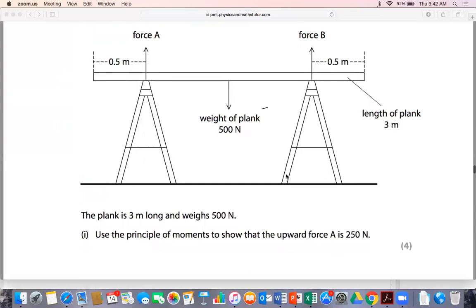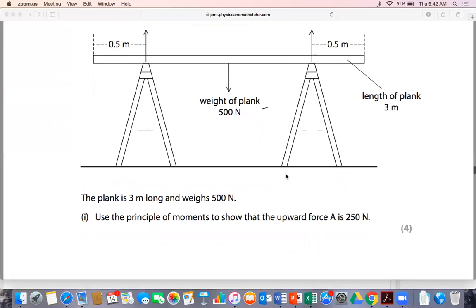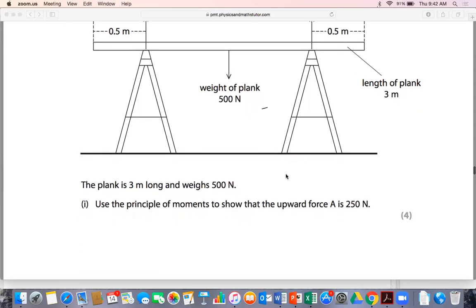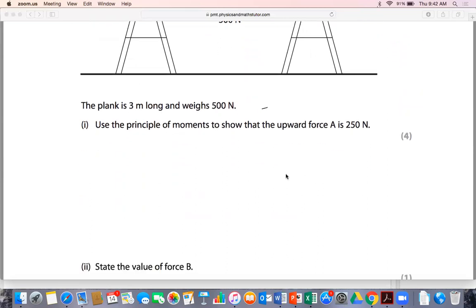Okay, so we know moment is force times perpendicular distance from pivot. And we know clockwise moment and anti-clockwise moment are equal to each other. Okay, so 500 times 1.5, then you get 750, and 750 divided by 3 equals 250. I did 500 divided by 2 itself. It will give 250. Nice. Okay, Nicholas, can you explain your method?